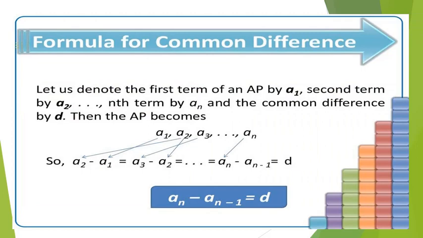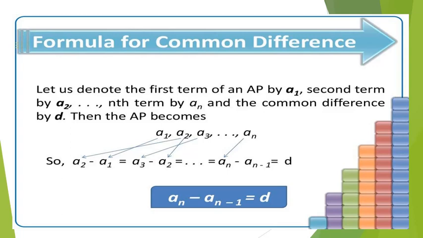Now this point is very clear to us that in an AP, the fixed number plays a very important role. This fixed number is called the common difference. Now, the formula for finding the common difference.